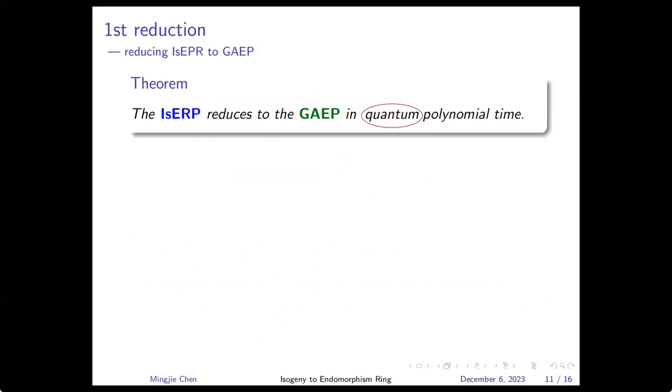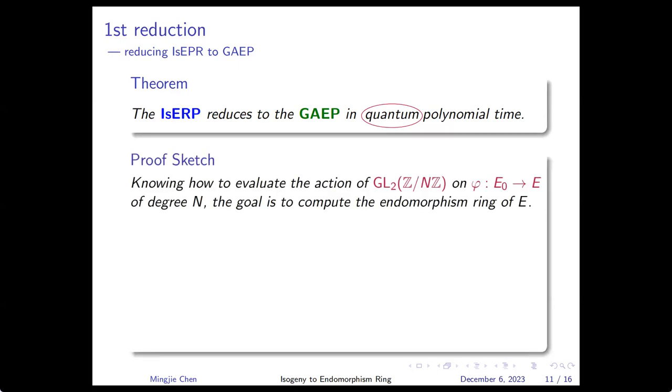So putting everything together, we have the main reduction. The ERP reduces to the GAEP in quantum polynomial time. I am aware that I'm in a quantum cryptanalysis session, and this is the first time I'm talking about the word quantum, so let's see. The problem is, we know how to evaluate the action, this is our assumption, and the goal is to compute the endomorphism ring of E.